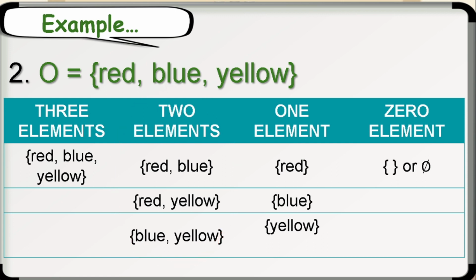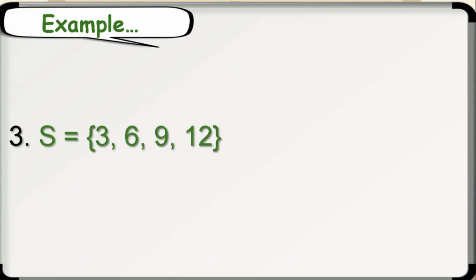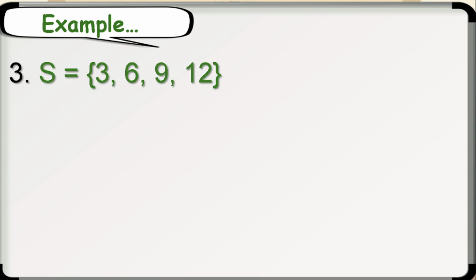And lastly, we have 3 elements: red, blue, yellow. Therefore, we have 8 subsets in the set O. For example number 3, set S is a set of multiples of 3 less than 15.